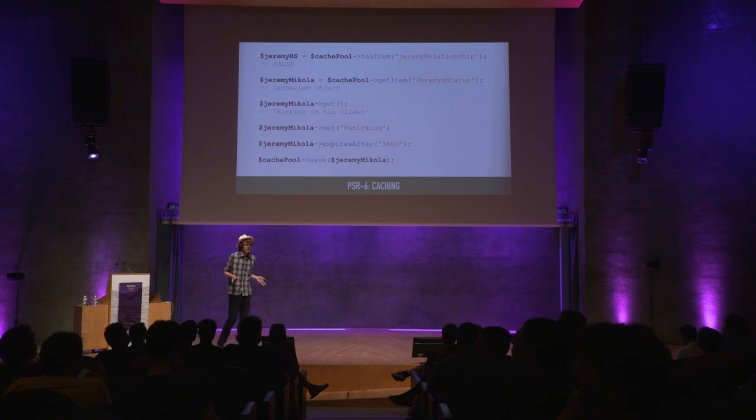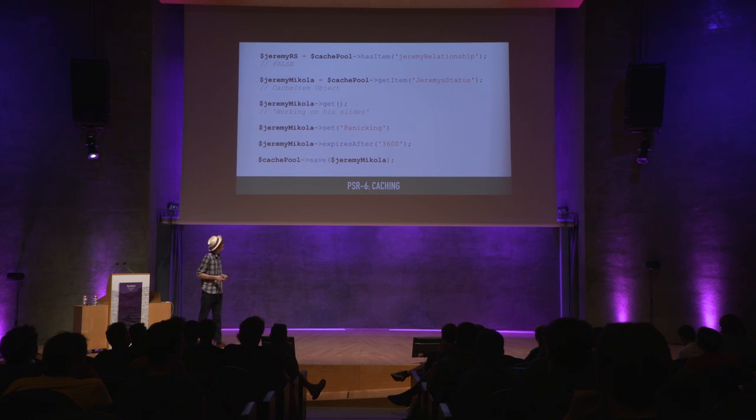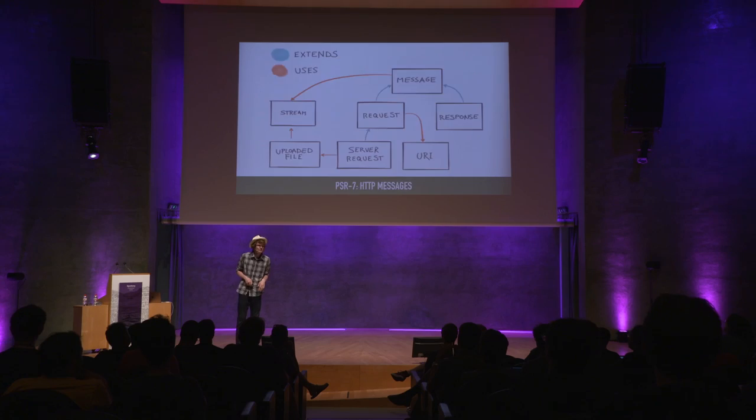But let's change Jeremy's status. We can set the value of that particular cache item. We can set him to panicking. Jeremy, are you now panicking? Oh, okay, fair enough. But he will be done in an hour, so we'll set this to expire in an hour, right? Because you won't be panicking then. And then finally, we can just save the status of Jeremy McCullough to our cache pool.